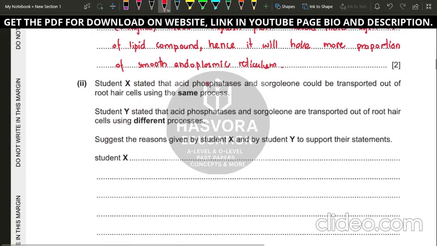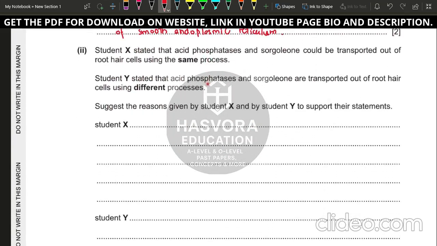Let's move on to part 2. Student X stated that the acid phosphatase and the sorgoleone could be transported out of the root hair cells using the same process, and student Y stated that the acid phosphatase and the sorgoleone are transported out of the root hair cell using a different process.